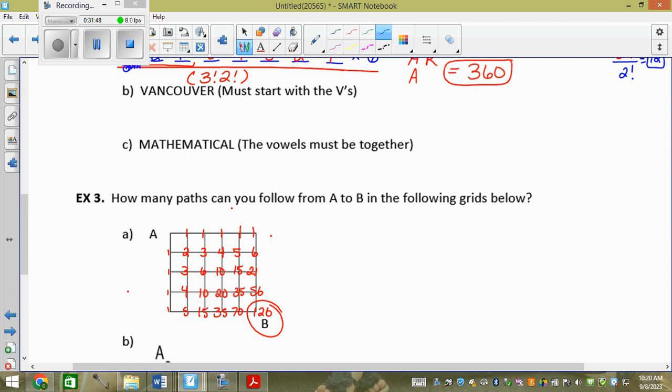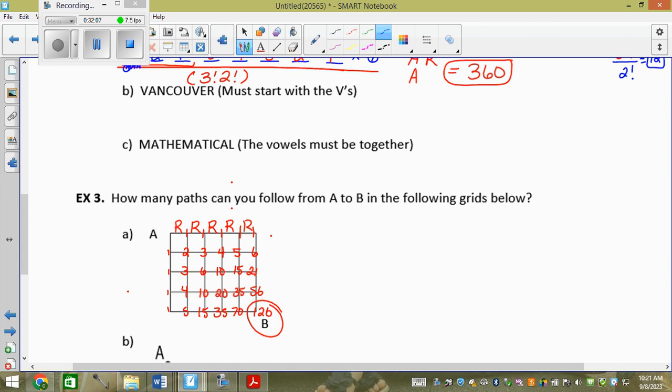So what I do is I say, okay, in this path, I can only go right, right, right, right. You can pick up your pencil, right. So I have five ways I could go right. I could go right five blocks immediately, or I could go right, then down, then right, then down, then right, then down, then right, then down, then right.